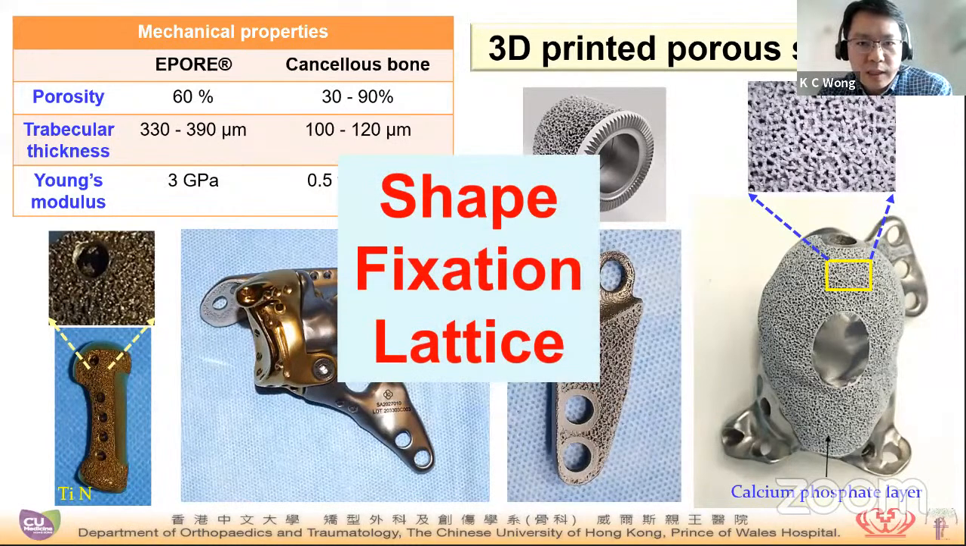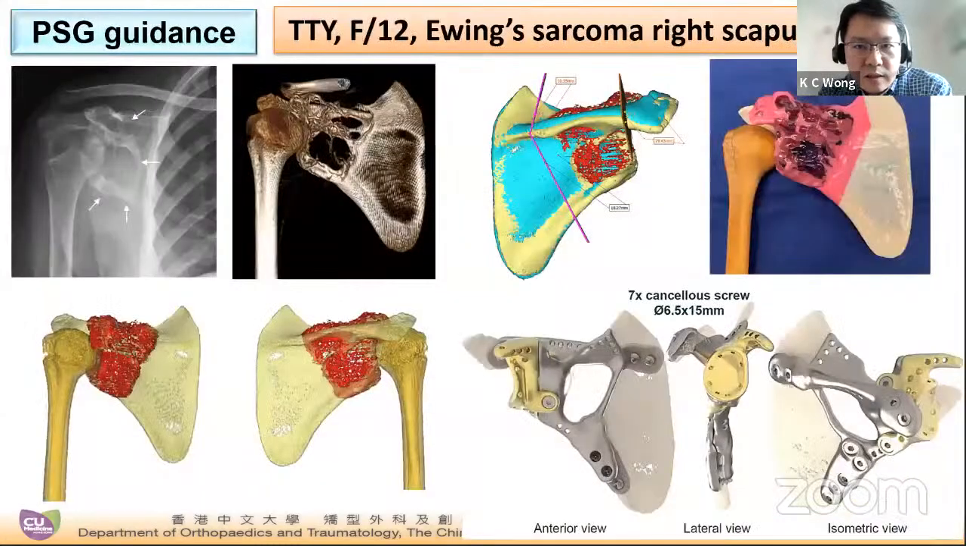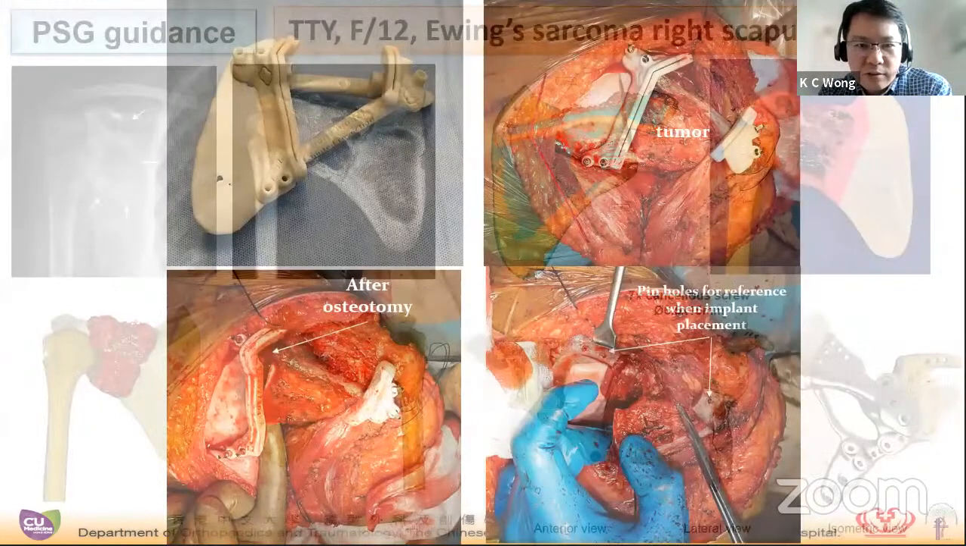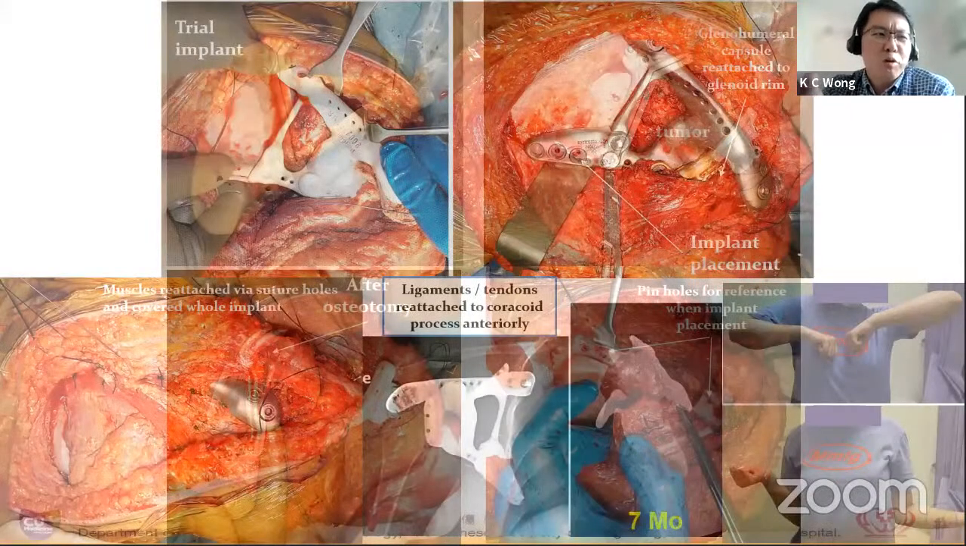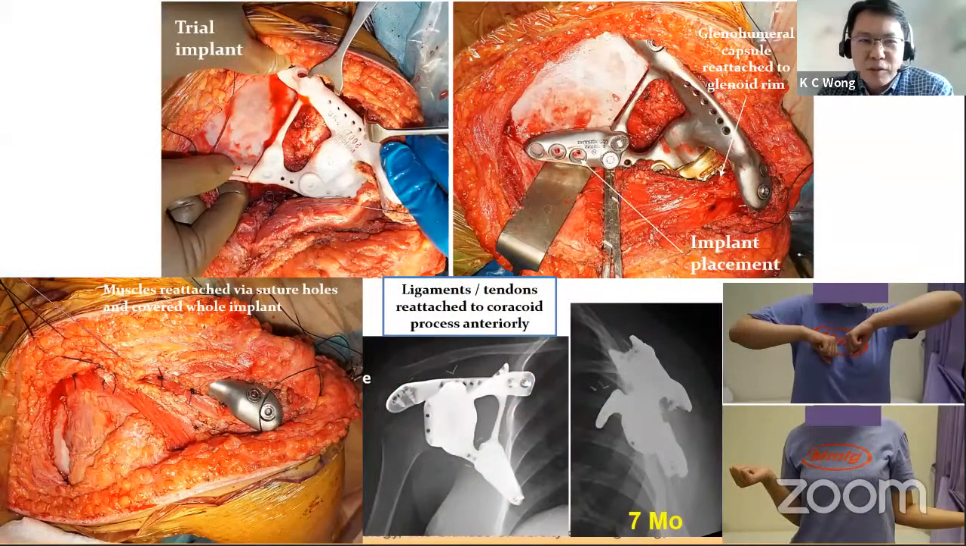One of the cases we did a year ago was an Ewing sarcoma. We put on a cutting guide, do the resection, put in the implant, and screw it in. The implant engineer will work out the steps for you, so it's much easier to just follow them. Of course, the tumor should have good consolidation with chemotherapy, and not much change in tumor extent and so on.